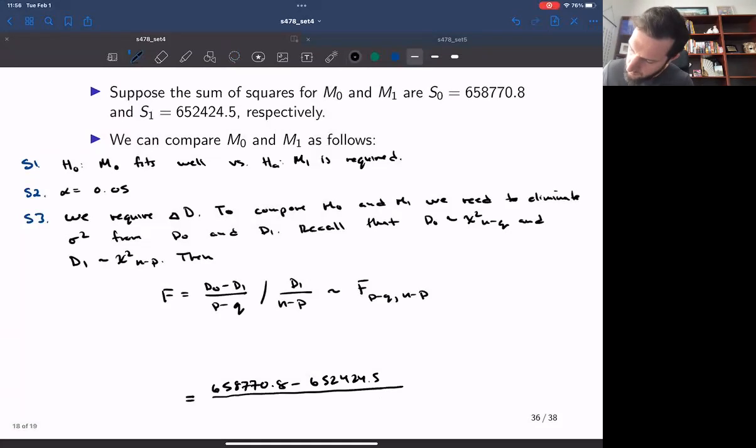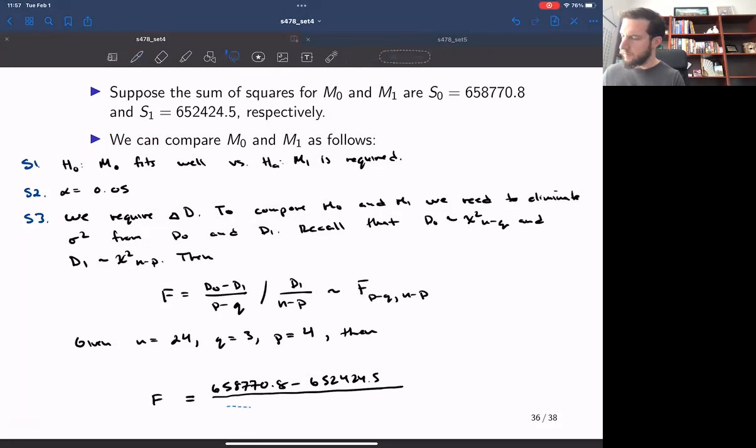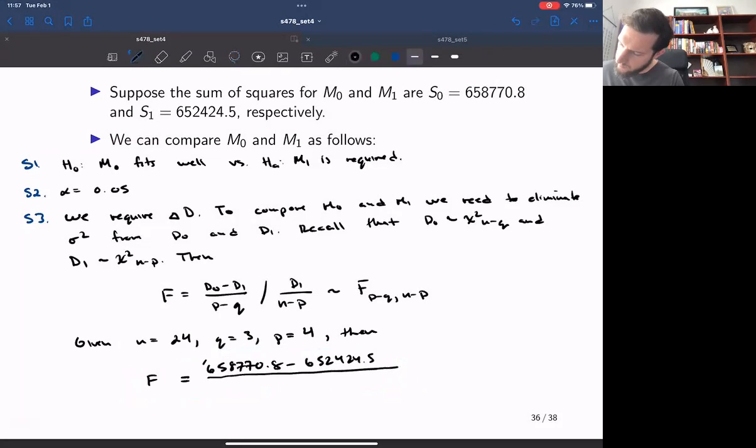So given little n is equal to 24, little q equals 3, and p is equal to 4, then F is equal to the following: 1 divided by 6, over 5.24, 4.5 over n minus p, which is 20. And this is equal to 0.19.